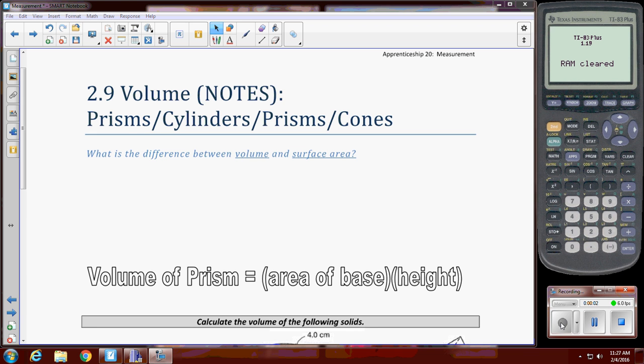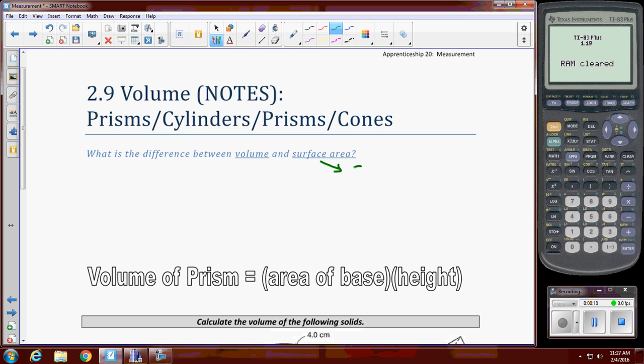So far in this unit, we have been reviewing what area is, and we've been taking that to the next level and talking about surface area. Now we're going to take our measurement unit into volume, and so we need to differentiate between the two concepts of what is volume and what is surface area. So we'll start with surface area.